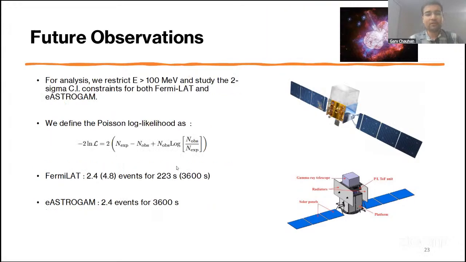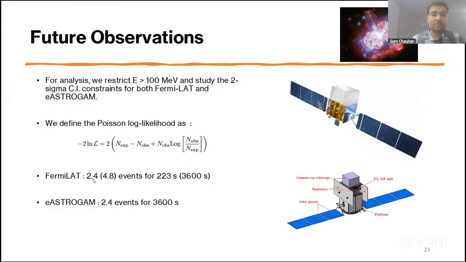To set bounds, we restrict to only those gamma energies which are above 100 MeV, because that's when the sensitivity for both of these instruments is the best, and you do not want a lot of background. That's the reason for selecting this cut. We also define the Poisson log likelihood, because in the case of BSM physics, you usually don't expect a large number of events in an observation. That's why we are aiming for this Poisson log likelihood.